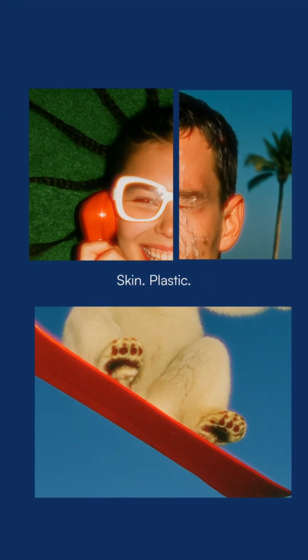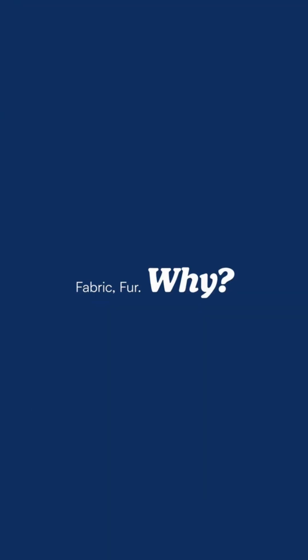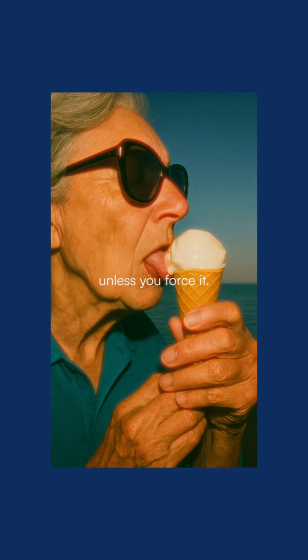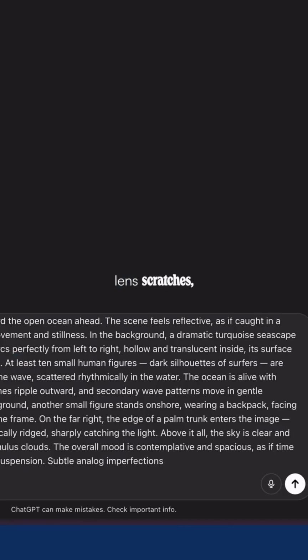Surfaces are key. I always call out specific materials. Skin, plastic, fabric, fur. Why? Because AI sucks at texture unless you force it. Then the imperfections. Lens scratches, floating dust, analog grain. That's what makes it feel real. Like someone actually shot this on a weird old camera at 3 AM.